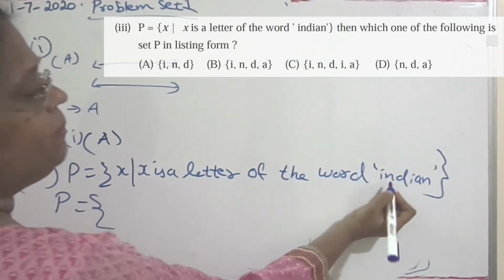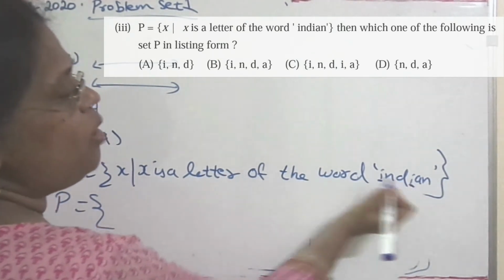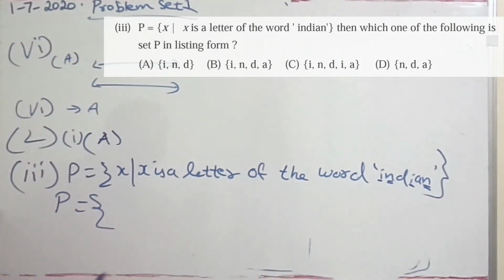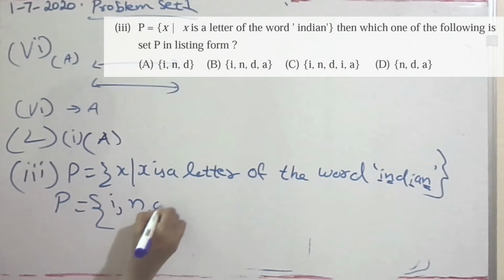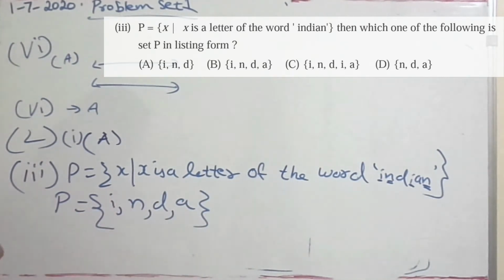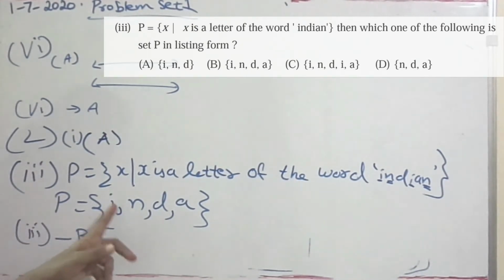First underline the common letters. I, N, N. Then D is there only once, A is also only one. So I and N are repeated. So repeated ones I am writing first: I, N, then D, and then what is remaining? A. So which one is that option? B. So question number 3, option B shows I, N, D, A.